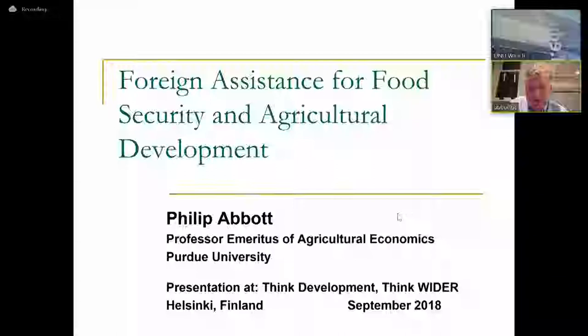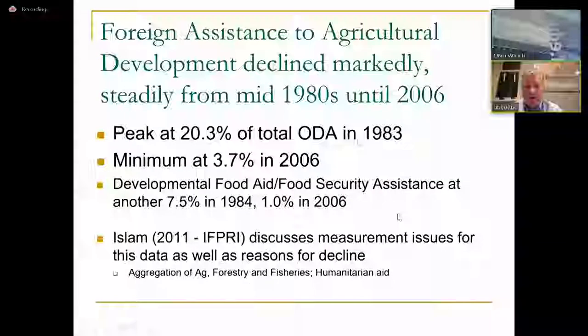I want to begin with some background on what's happened to foreign assistance to agriculture over time, because there's a marked important trend that reversed somewhat around 2008 at the time of the commodity price spikes and what we sometimes call the food crisis then, and again in 2011. But there's been over time a noticeable decline in foreign assistance given to agriculture.